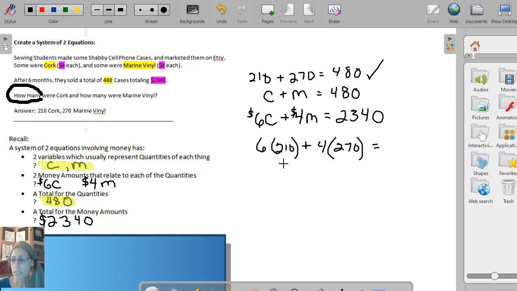Well, 6 times 210 is 1260, and 4 times 270 is 1080, and that equals 2340. So it looks like we did it right.